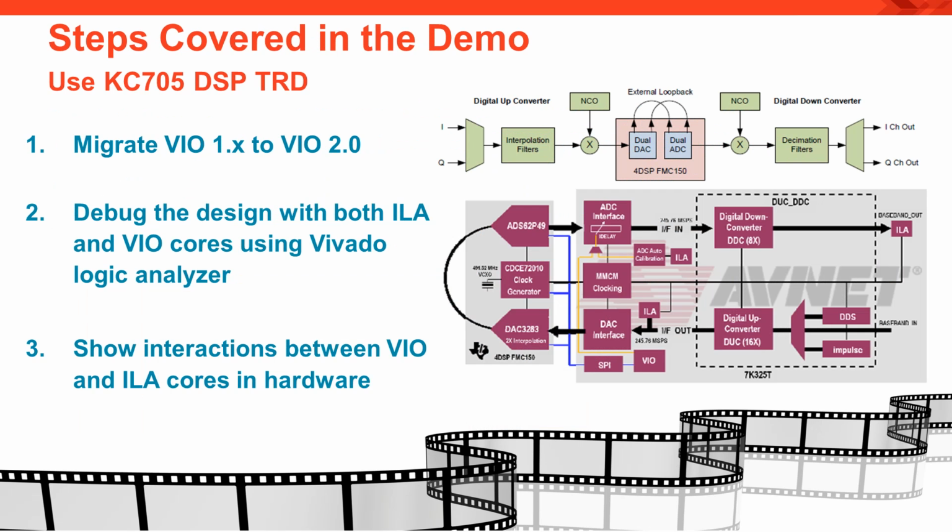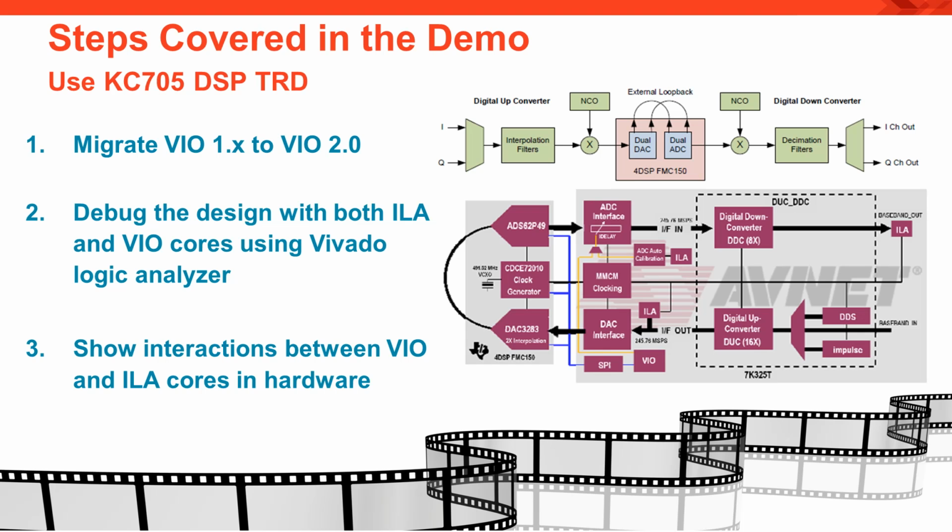Let's briefly review the three primary steps that we'll move through in the demonstration. First, I'll show you how to migrate from VIO 1.x to VIO 2.0. Secondly, I'll demonstrate how you can debug your design with ILA and VIO using the Vivado Logic Analyzer. And lastly, I'll point out some design interactions between VIO and ILA cores, and show you how the new VIO core is interfaced with the Vivado Logic Analyzer.